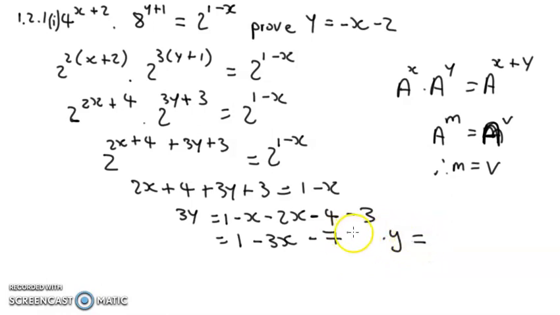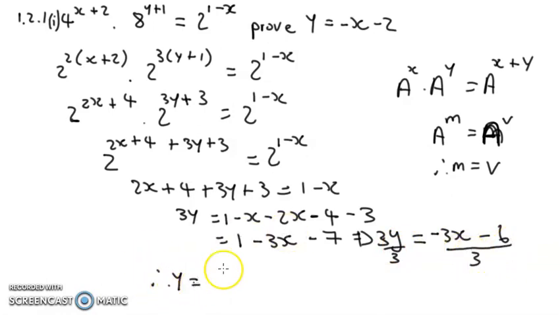3y is going to be equal to negative 3x minus 6. But then we have to divide by 3 on both sides, because we want to get rid of that coefficient. As a result, negative 3x divided by 3 is going to be negative x. Negative 6 divided by 3 is going to be negative 2. So that's how you do this question.